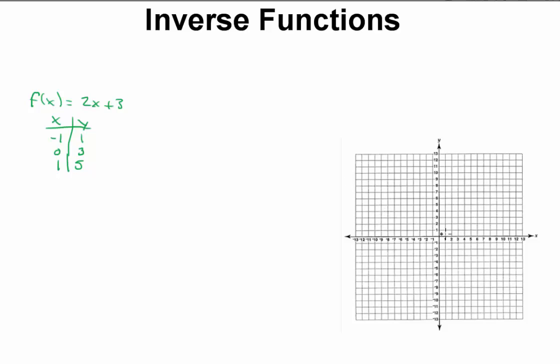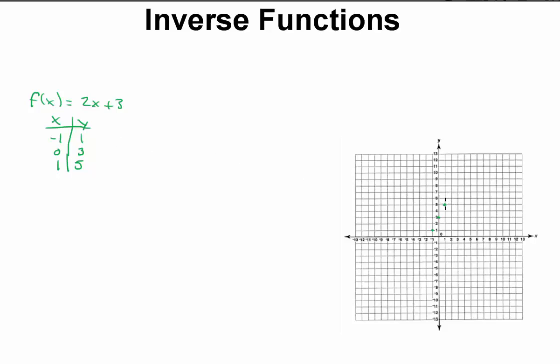So I'm going to go ahead and graph these ordered pairs and do the best I can to connect them with a line. So the first point is -1, +1, so it's going to be right here in the second quadrant. Second point here is going to be 0, 3, so it's on the y-axis, which is the y-intercept, and the third point is going to be 1, 5, which is right here in the first quadrant. So I'm going to go ahead and try to connect these as best as I can with a line.